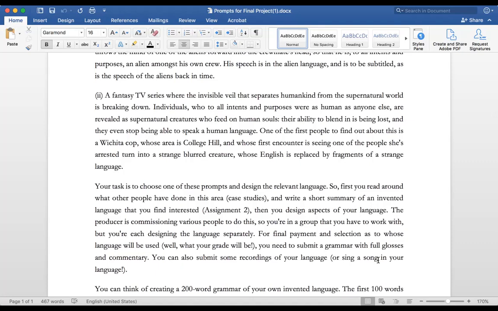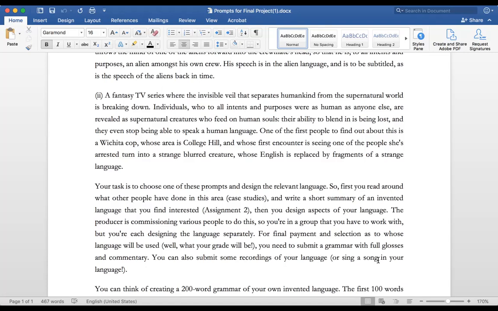So depending on whether you're in the science fiction prompt or the fantasy prompt, I will divide you into 2 groups so that you can work with your group, you know, share information with each other, take inspiration from each other, you know, steal ideas from each other even, right? Completely okay to do that. So that's what we are going to be doing.